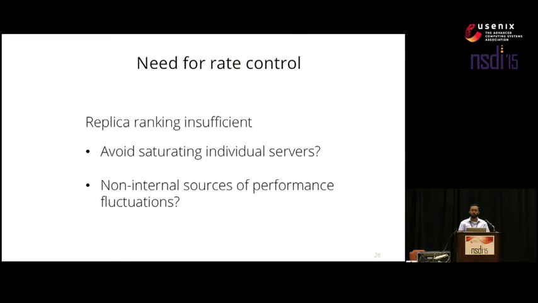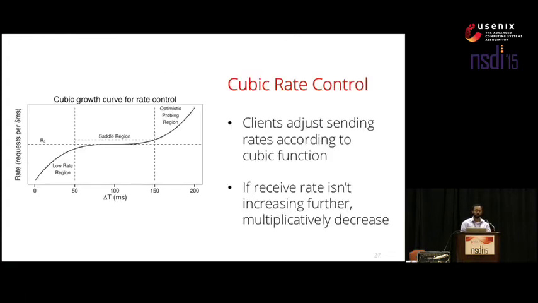First of all, why do we need rate control at all? The point is that replica ranking on its own is insufficient, because with replica ranking, we cannot ensure that a fleet of C3 clients will not collectively exceed the capacities of individual servers that are in the system. Not only that, with replica ranking, we are observing the queue size and the service time from a single vantage point inside the server. What about sources of performance fluctuations that we cannot necessarily observe from that vantage point? End-to-end rate control from a client to a server is a very good way of achieving this kind of reactivity. And so we use cubic rate control inspired by TCP cubic.